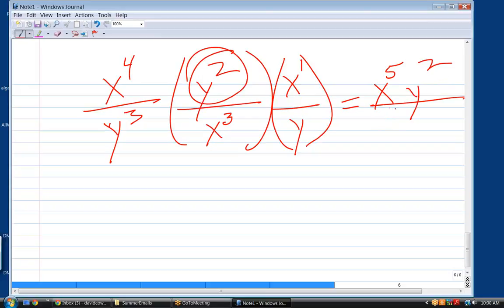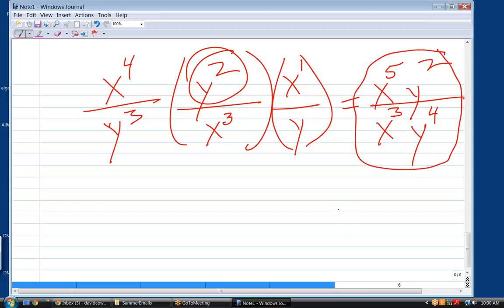Now in the bottom, how many x's do I have? 3. And y's? 4. Okay, now let's go about simplifying that. What is that going to turn into? What's the numerator? Okay, that's the numerator. What's the denominator going to be? Y squared. There you go. And there's your answer.